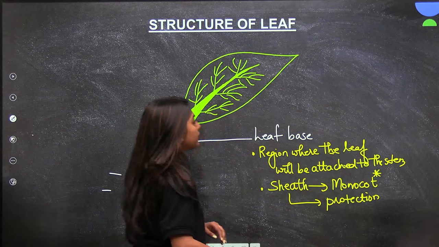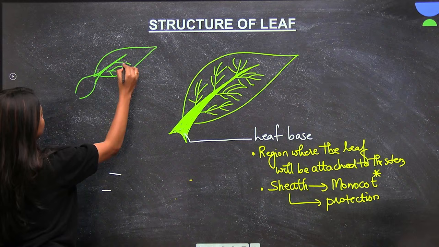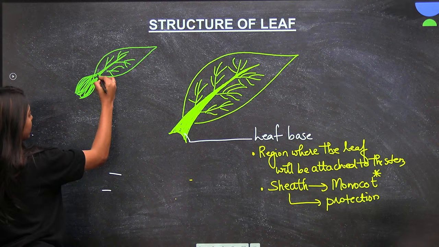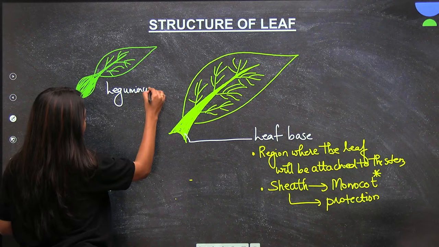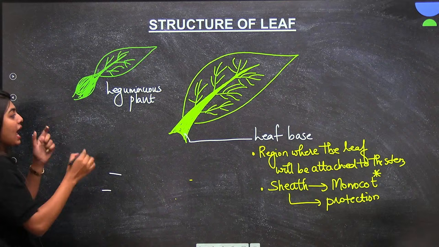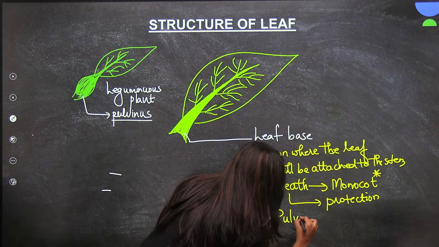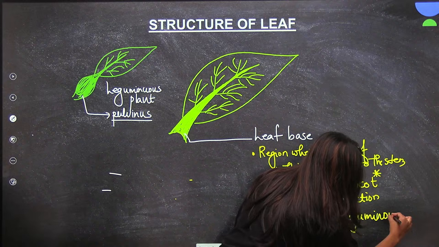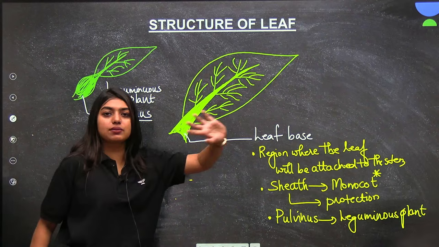Now, one more condition. A swelling in the leaf base region is seen in your leguminous plants. There is a swollen leaf base, and that is called your pulvinus. So, under leaf base, you are going to study these things: pulvinus formation, which is seen in your legumes, your leguminous plants. Clear? So, we studied these things under leaf base.